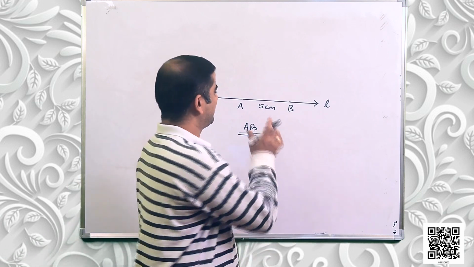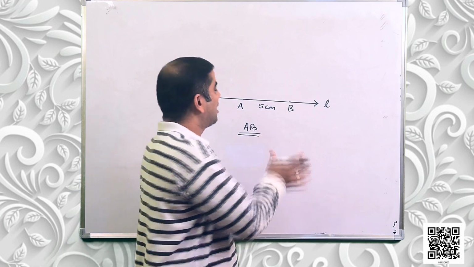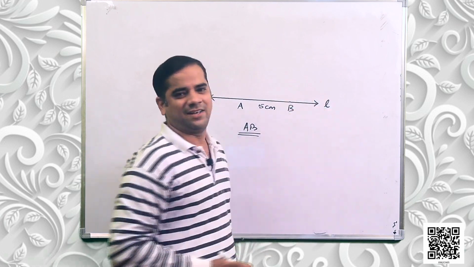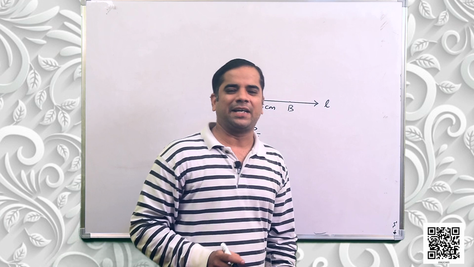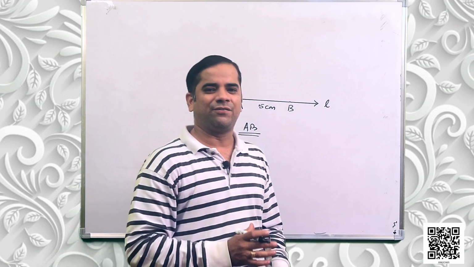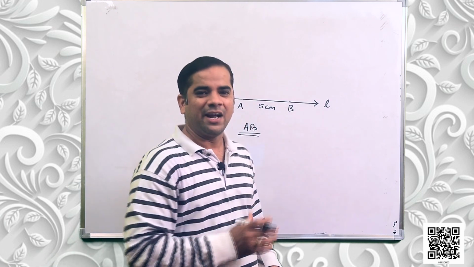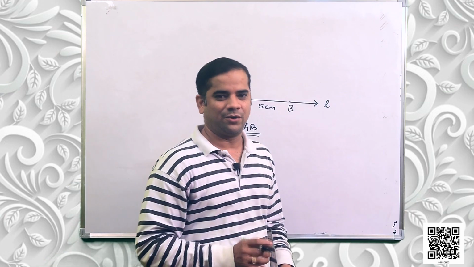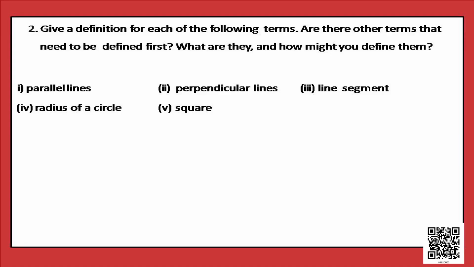Okay? AB is a line segment which is nothing but a part of line L. So, line segment can be defined as a part of line having a certain length. Okay? Next is radius of a circle.